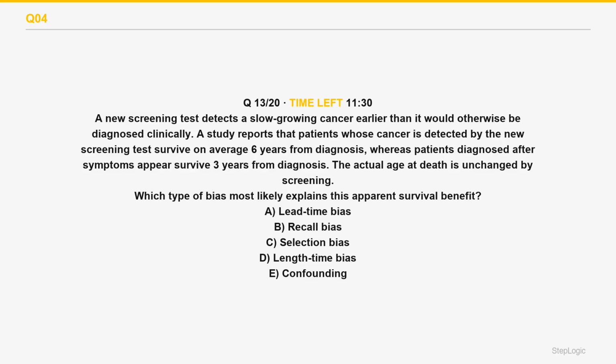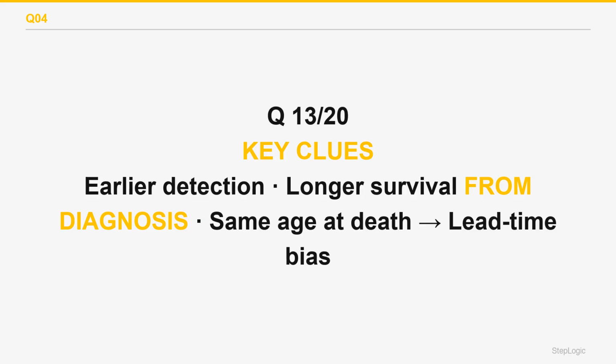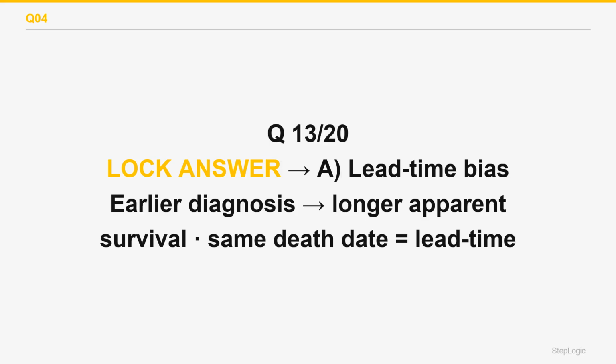Lead time bias. Lead time bias occurs when a screening test detects a disease earlier in its course, so survival measured from the time of diagnosis appears longer, but only because the clock started earlier, not because the patient actually lives any longer. The key giveaway in this question is that the actual age at death is unchanged. Screening moved the diagnosis date back, inflating the apparent survival time without changing the true outcome.